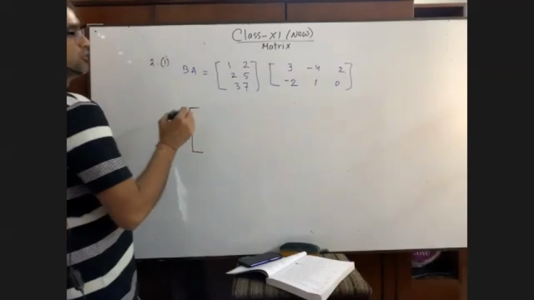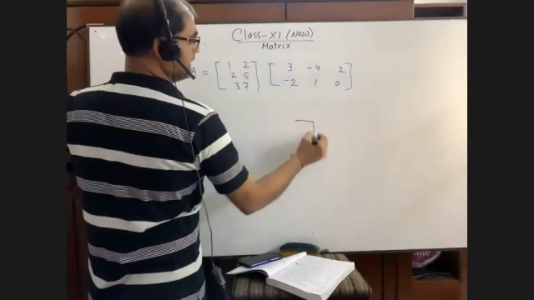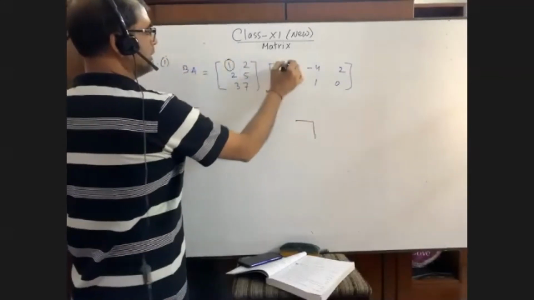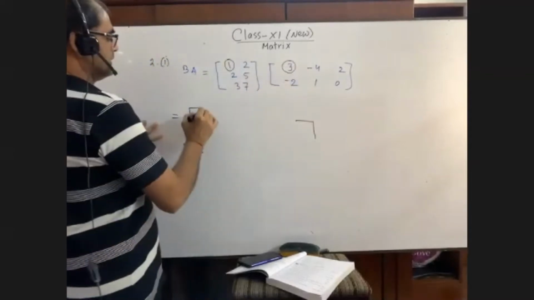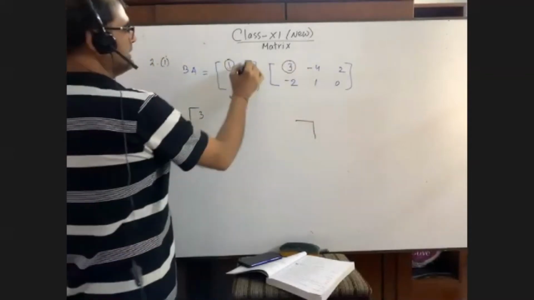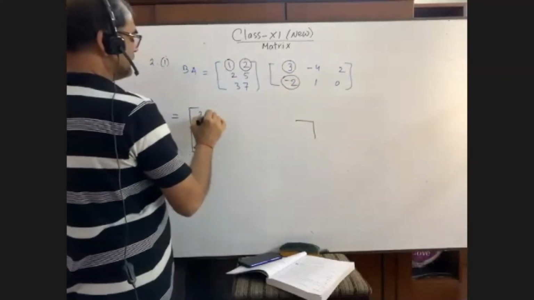You see what is to be done? I told you in this way. So this is 1 into 3 equals what? 3. Then this is 2, and this is minus 2, minus 4.